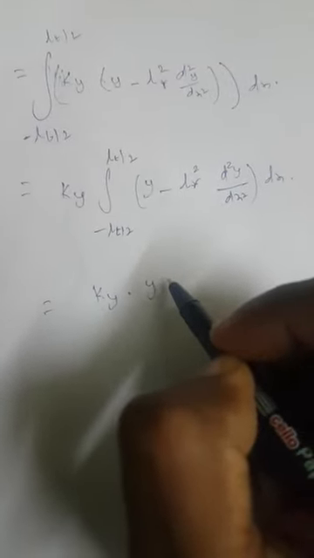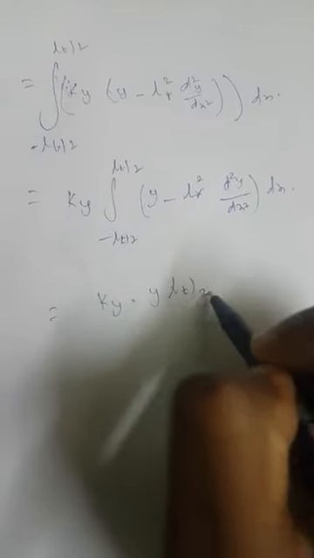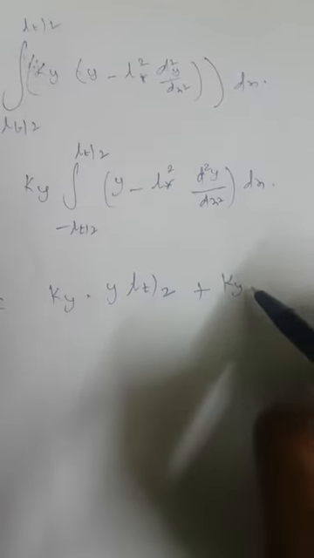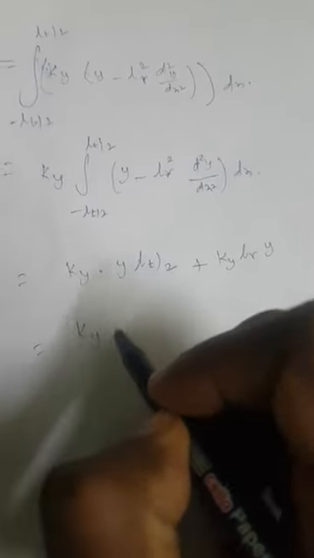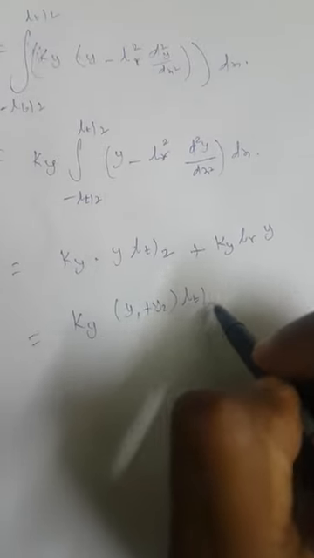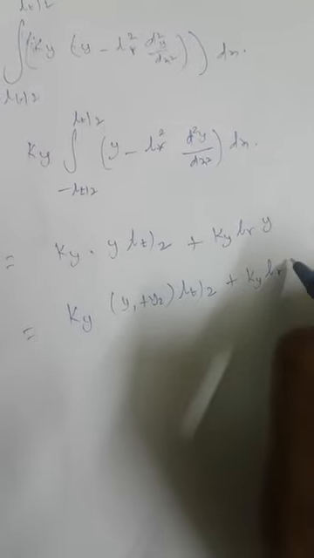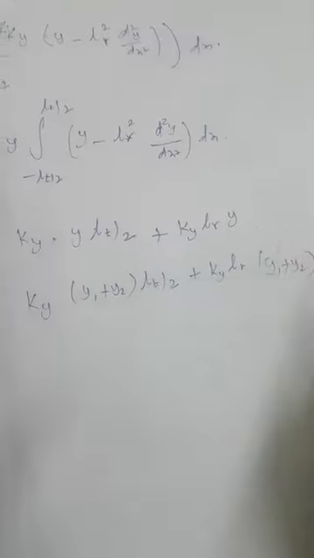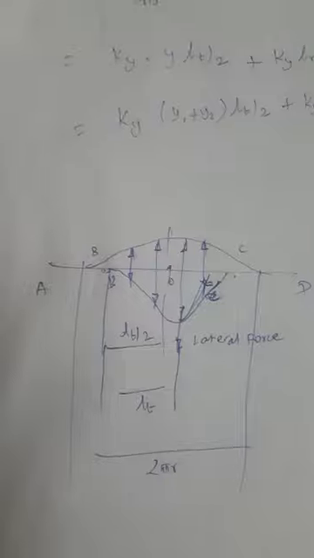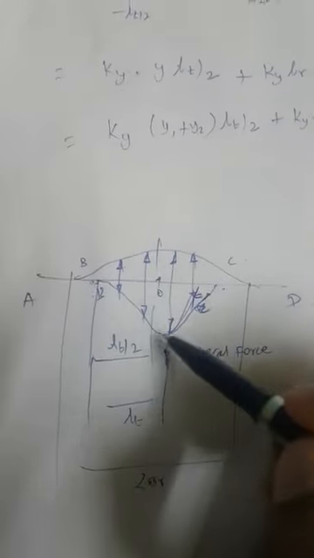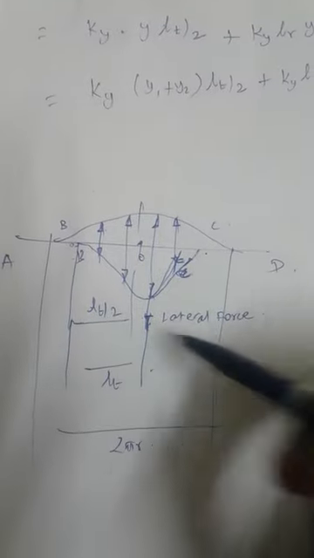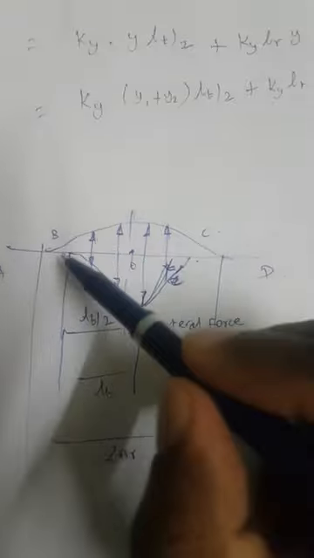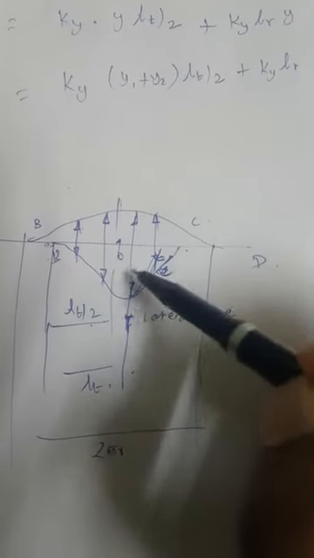Just integrating this, we get Ky into y into Lt by 2 plus Ky Lr, where y is actually y1 plus y2. So Fy equals Ky times y1 plus y2 into Lt by 2, and Ky Lr into y1 plus y2. Please look at this picture. When looking from the top at BC like this, the lateral force will be in this direction, downward looking from top, right? It maintains the overall distance between A and D. The distance between B and point O is Lt by 2 and O to C is Lt by 2, totally Lt.